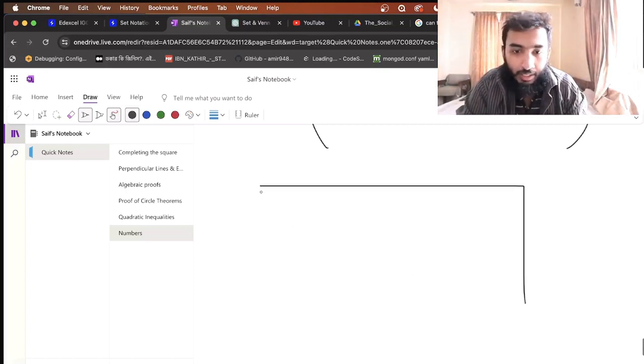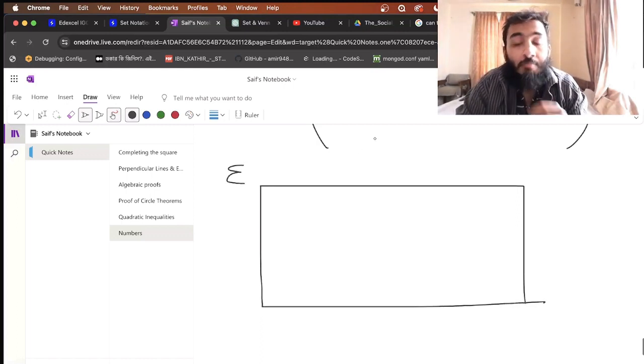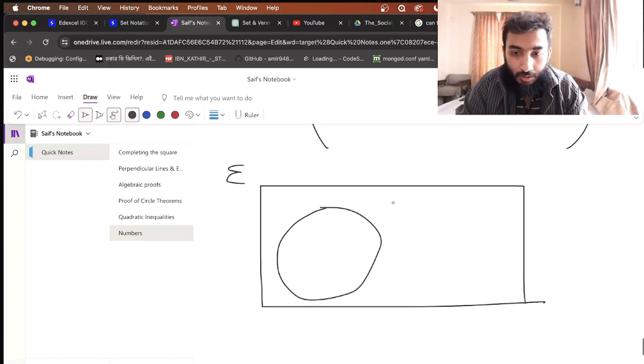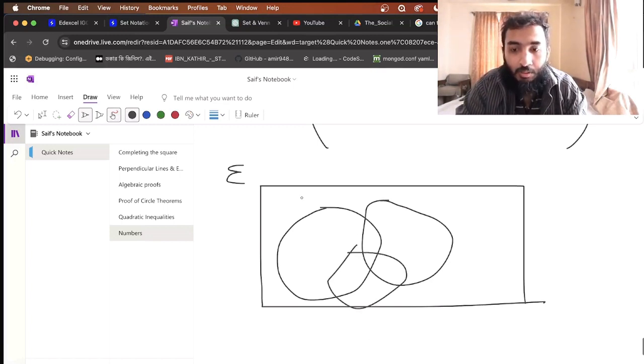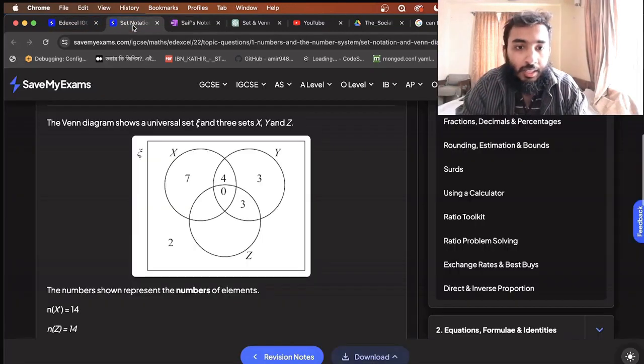Let's say this rectangle represents the universal set. There are 3 circles, each overlapping each other. So this is x, this is y, and this is z. So this is x, y, and z.